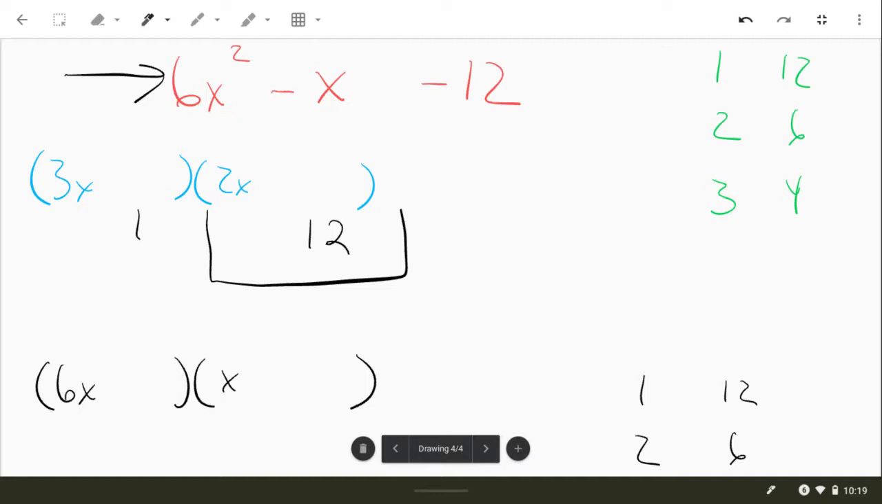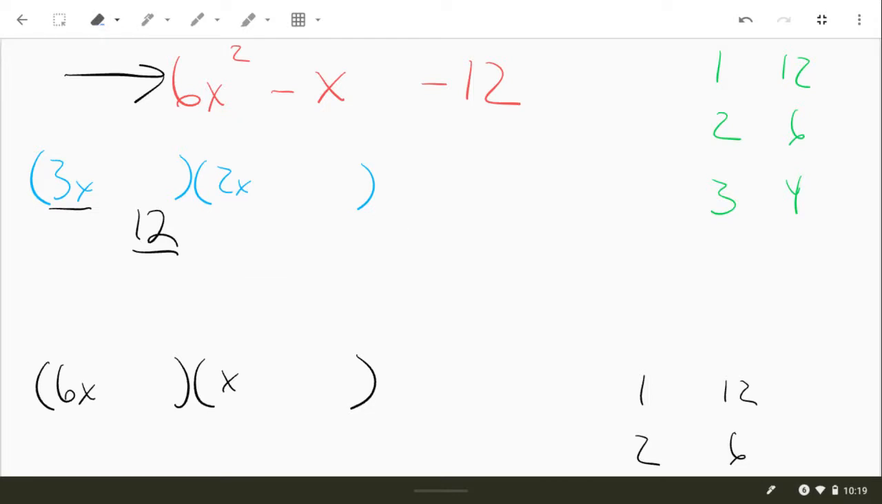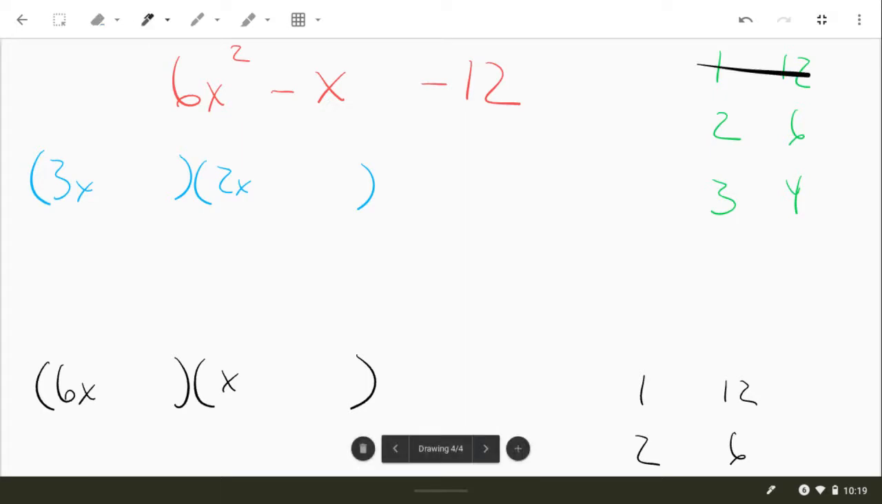All right. So could it be 12 and 1? No, it can't be, because 3 and 12 have a common factor. So that tells me that I don't even have to look at the 1 and the 12 as far as searching for my factors here. All right, let's say we were doing 2 and 6. Same problem. If I put the 6 on the right-hand side, then I would have a 2 and a 6, and those have a common factor. That tells me that the 6 cannot go on the 2x side.